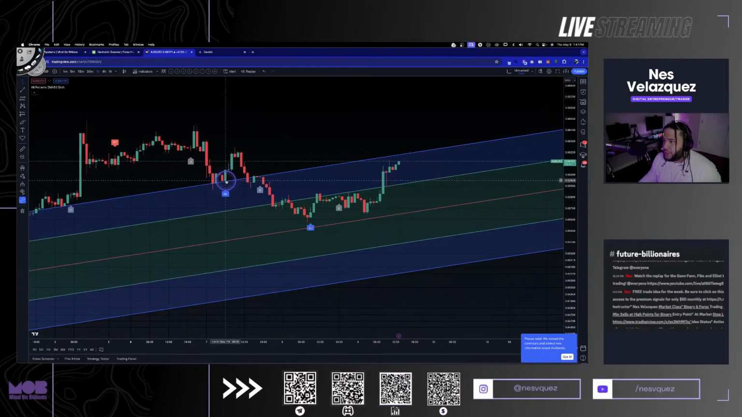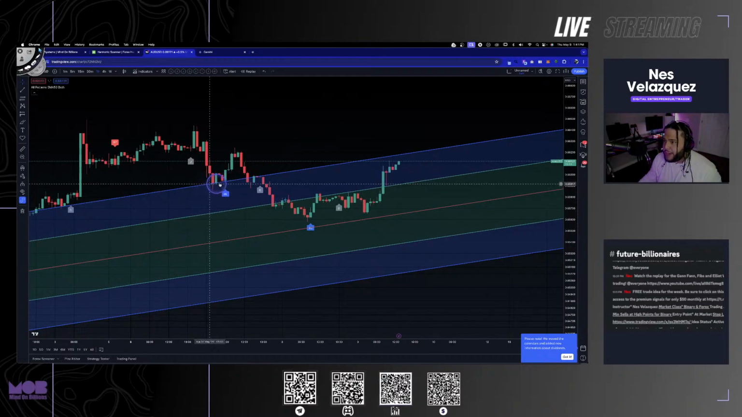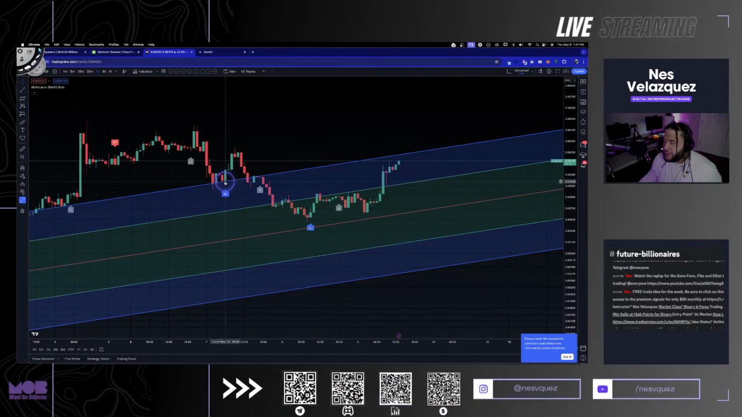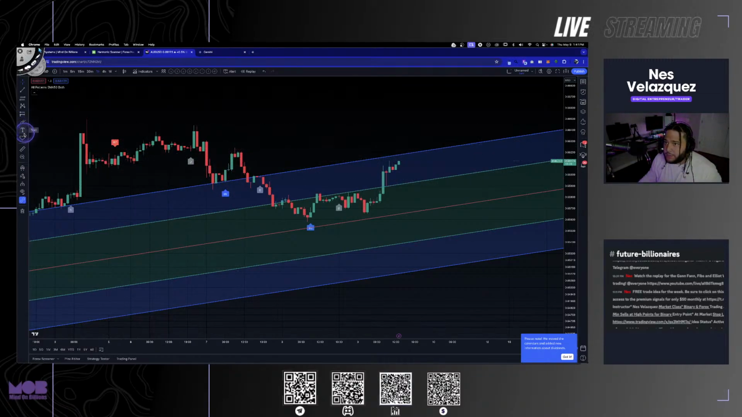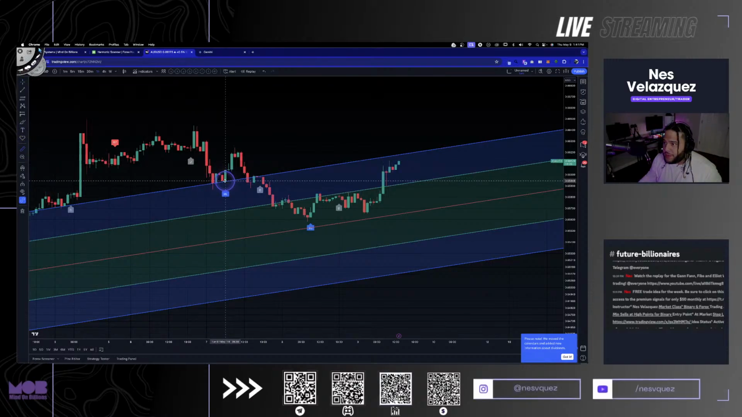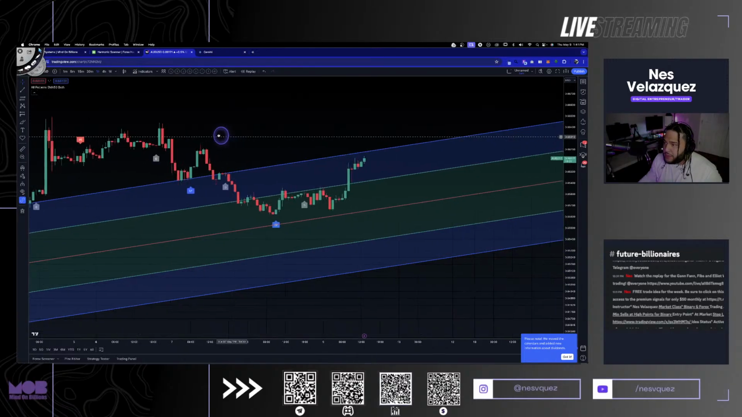Which is a good sign, especially if you're using a pitchfork, because this is the breakout point right over here. So if you enter a buy, you get away with a quick come up. Let's measure from here to here. It's a quick 25 pips right there. Nothing crazy.